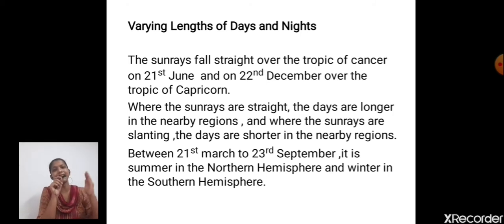And where the sun rays are slanting, they are not direct, they are not straight, the days are shorter in the nearby region. Between 21st March to 23rd September, it is summer in the northern hemisphere and winter in the southern hemisphere. It becomes vice versa as the earth revolves and the position of the hemispheres changes. So it becomes vice versa, and they get slanting and straight rays, and the season changes accordingly.